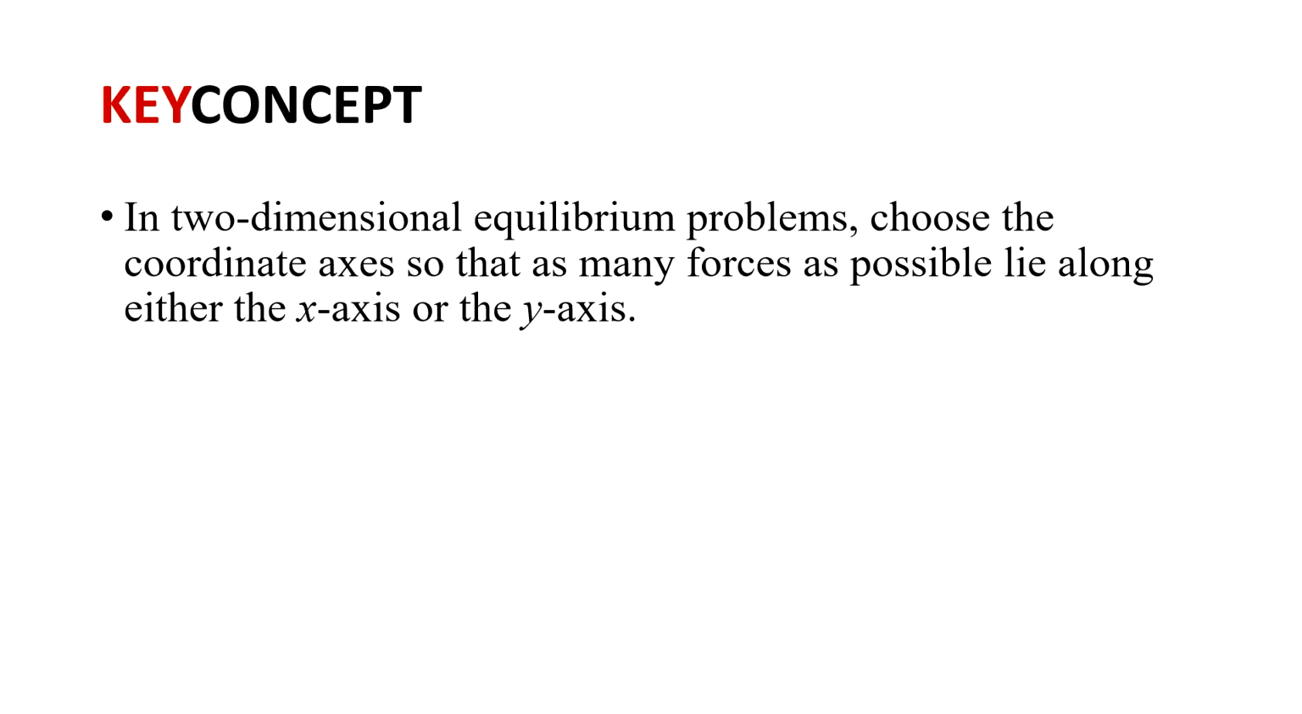The key understanding that we get from this problem is that in two-dimensional equilibrium problems, choose the coordinate axes so that as many forces as possible lie along either the x or y axis. So in this previous problem, you could have also chosen the horizontal line to be the x-axis and the vertical line to be the y-axis. In that case, the normal force and the tension force, you would have to split into components in order to solve the problem.